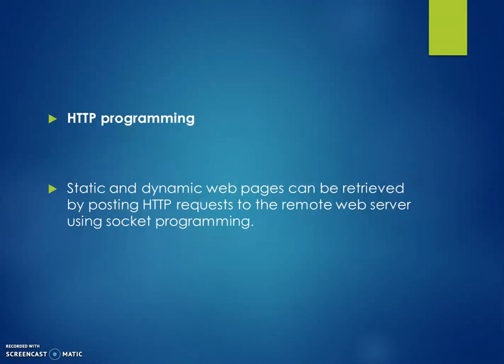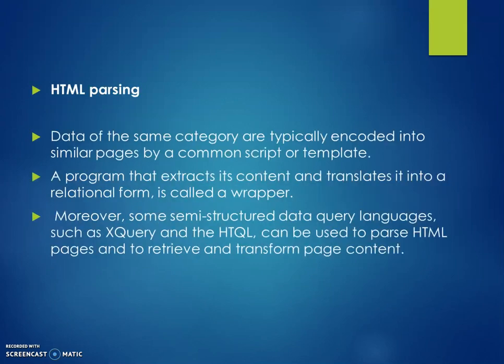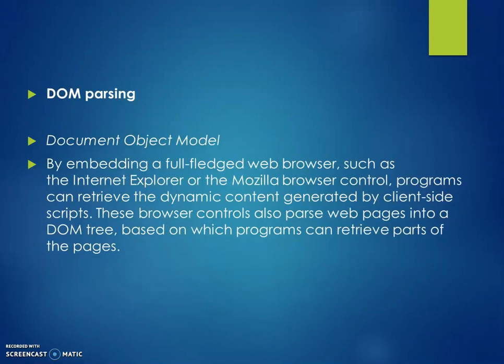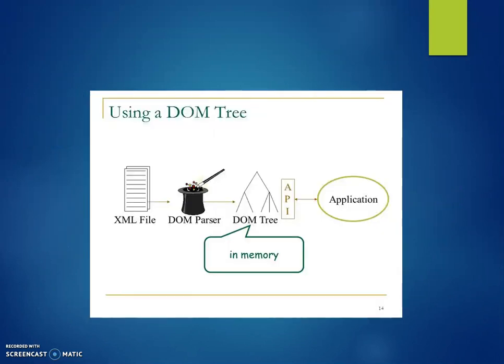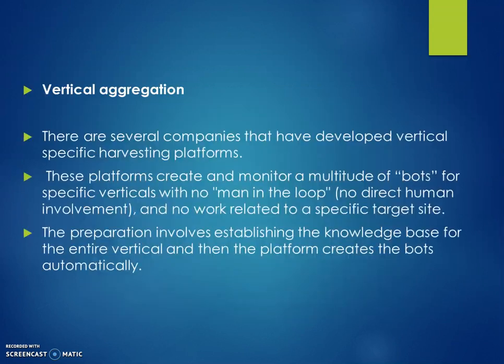HTTP programming is using HTTP protocols like GET and POST to get information from the website. Next, HTML parsing. Every web page has its own language, that is XML. So parsing the XML pages and getting the document object model out of it is HTML parsing. DOM parsing is closely related to the same thing. The next thing is using the HTML file. We'll parse it, we'll form a tree, which is the root word, then we'll form an API.